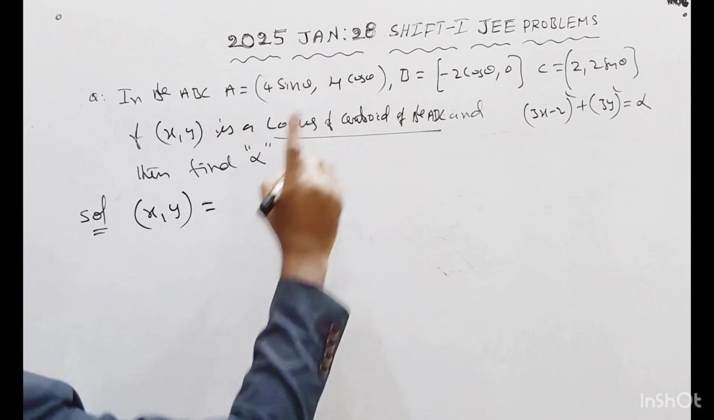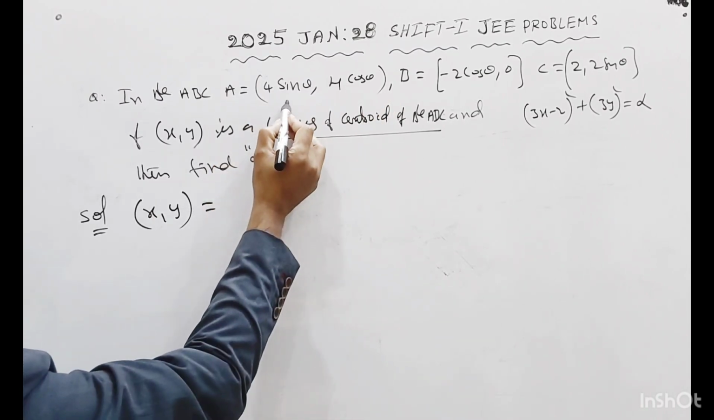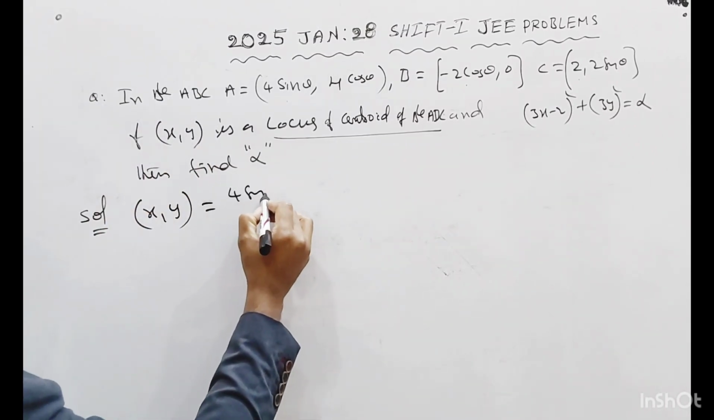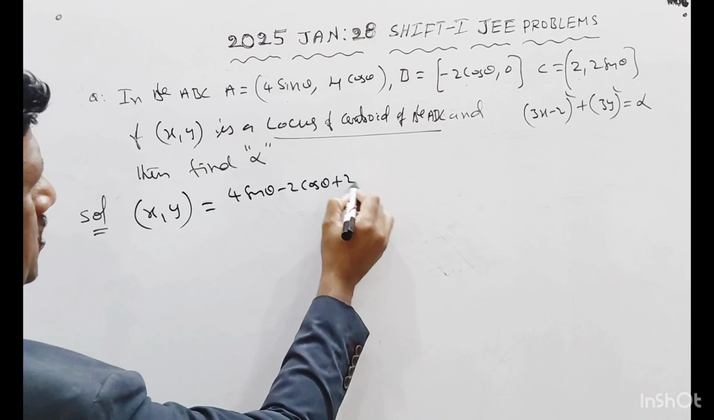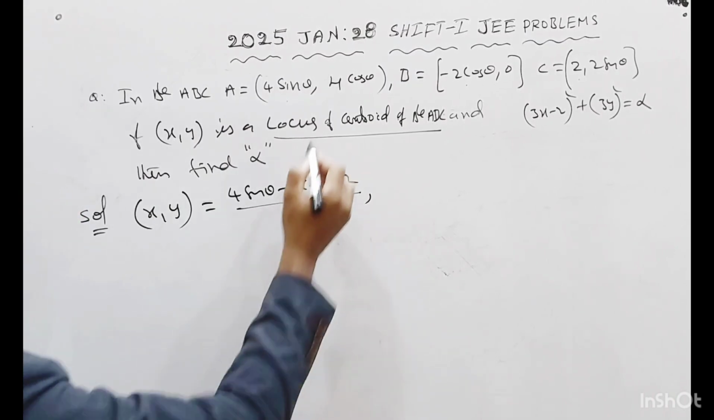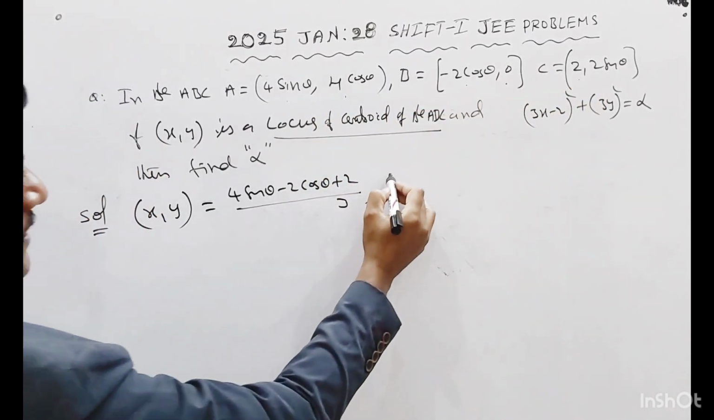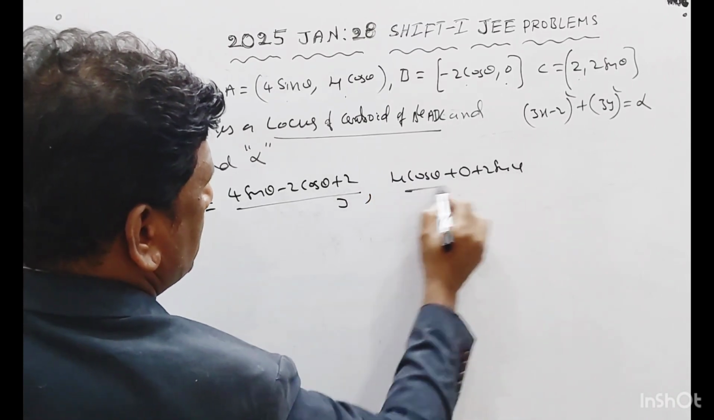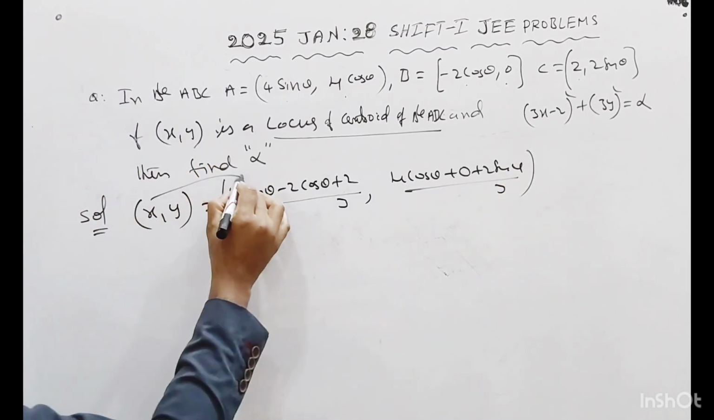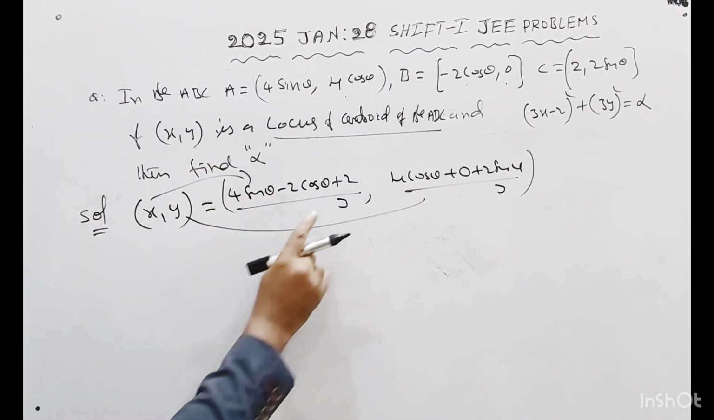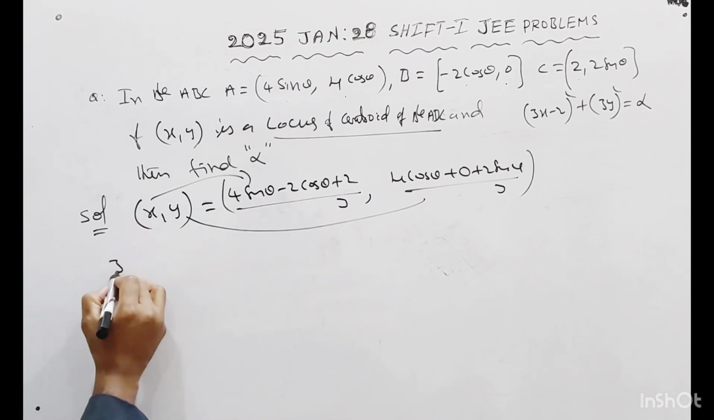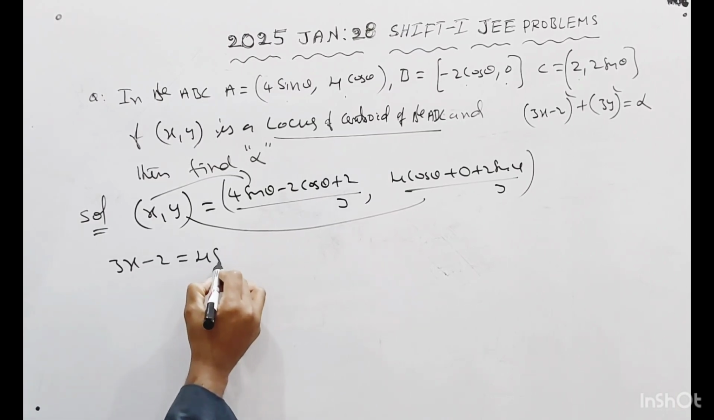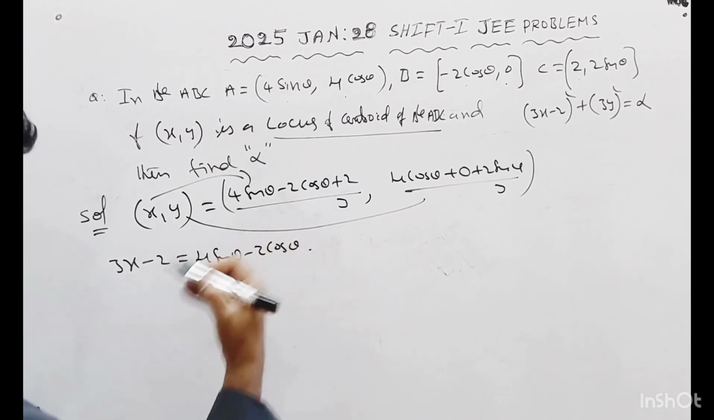So apply the centroid of the triangle ABC formula. So this one plus this one plus this one by 3. That means 4 sin theta minus 2 cos theta plus 2 by 3, comma, and this one plus that one by 3, that is 4 cos theta plus 0 plus 2 sin theta by 3. Then equate the coordinates. You do cross multiplication. So 3x, send the 2 to this side. That means 3x minus 2 is equal to 4 sin theta minus 2 cos theta.